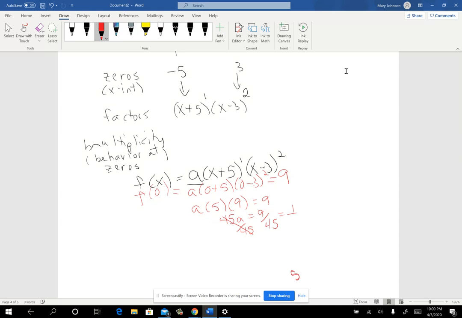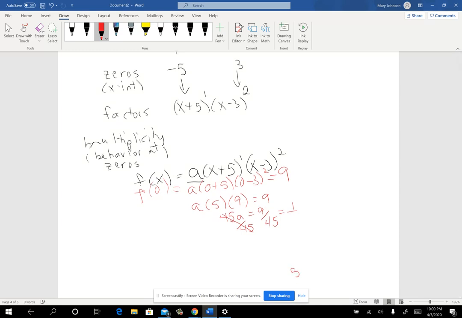Do not know why that moved so far down. Let me erase that. Okay. Put the 5 back in. All right, so we're really almost home free.